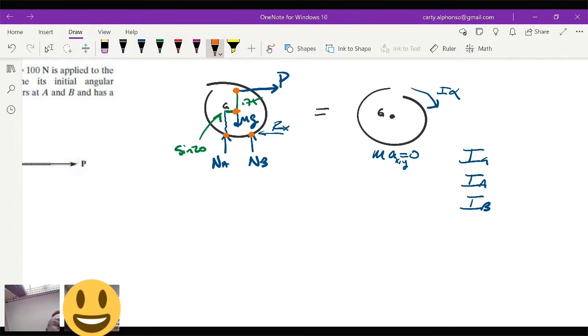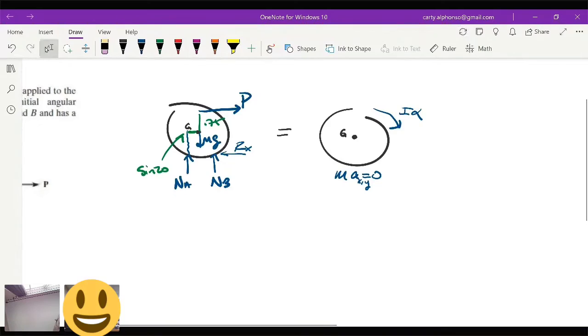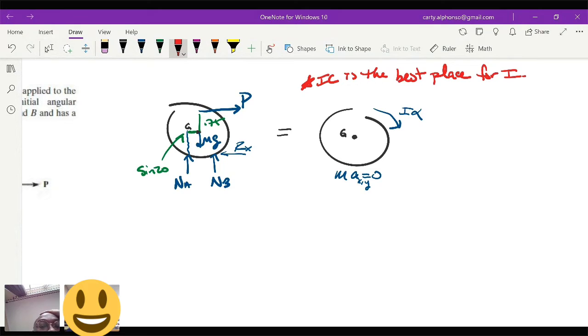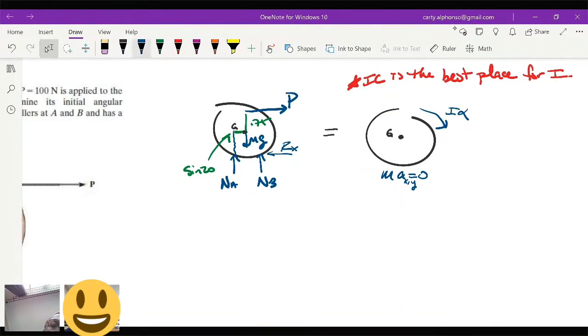I will tell you this. The best place to pick your I, as far as I've come to understand and just kind of reading, and I'll put it in red, the best place to put your I is at the instant center. Instant center is the best place for I. Always. Because at the instant center, that's the one that's going to typically destroy the most variables and simplify your moment equation the most. So I will say that instant center is generally the best place for I.